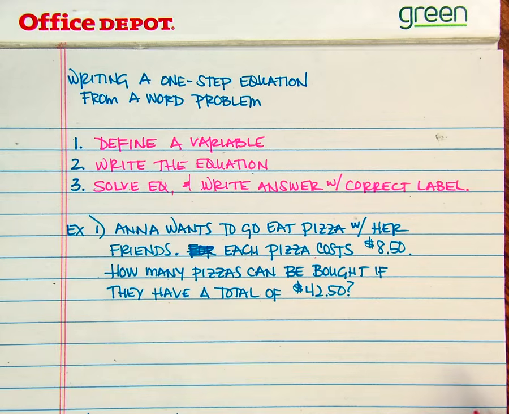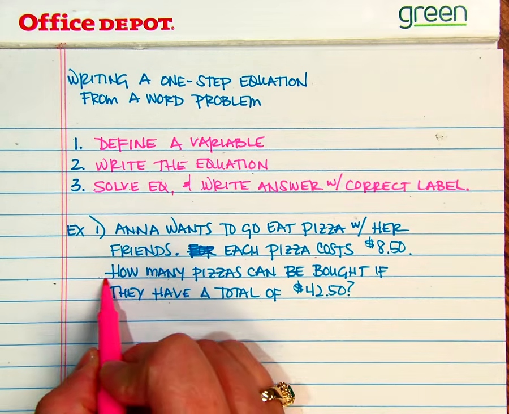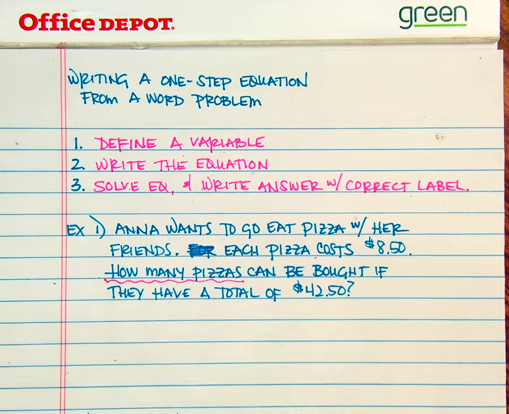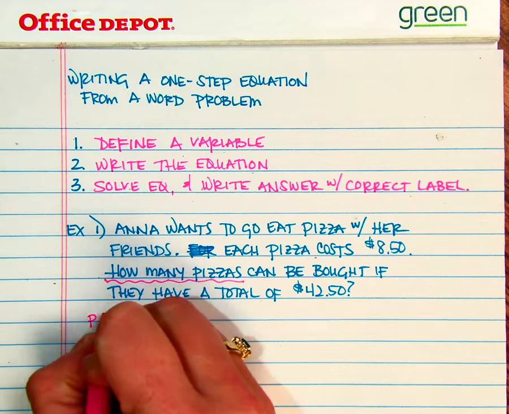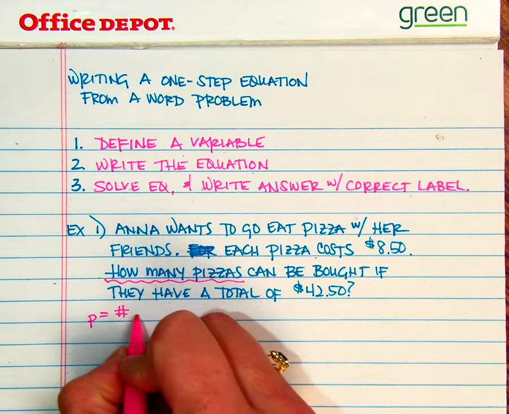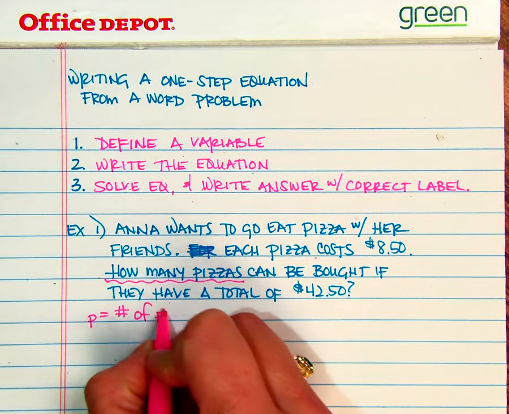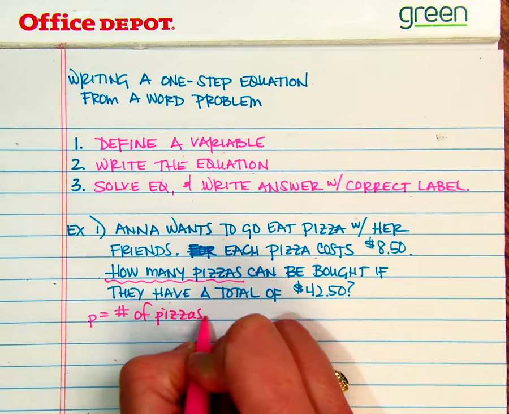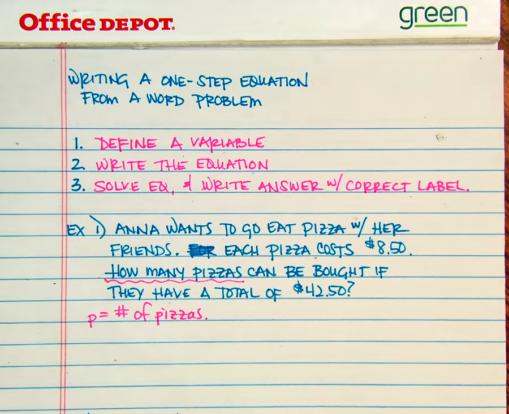So the first thing that I like to look at is, what is the question being asked? What are we trying to find? So I'm looking and it says, how many pizzas? So that tells me what my variable is going to be. So I have P equals the number of pizzas.